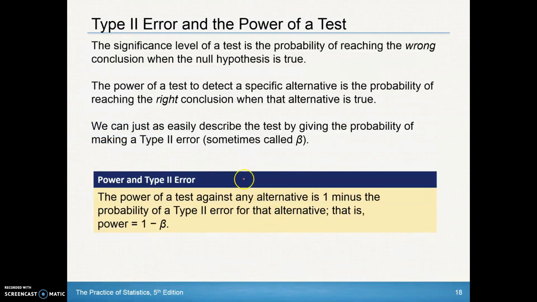All right, so the significance level of a test, that's our alpha, is the probability of reaching the wrong conclusion when the null hypothesis is true. The power of a test to detect a specific alternative is the probability of reaching the right conclusion when the alternative is true. We can just as easily describe the test by giving the probability of making a type 2 error. Sometimes we say type 2 error is a beta error, and type 1 error is the alpha error, which is the significance level. The power of a test against the alternative is 1 minus the probability of type 2 error. In other words, power is calculated by going 1 minus the beta error.